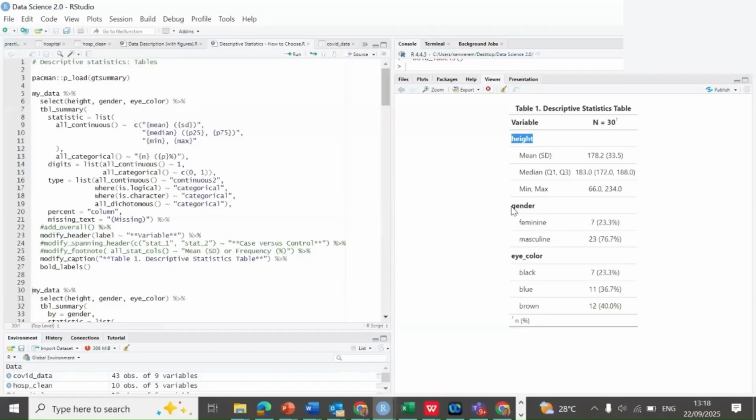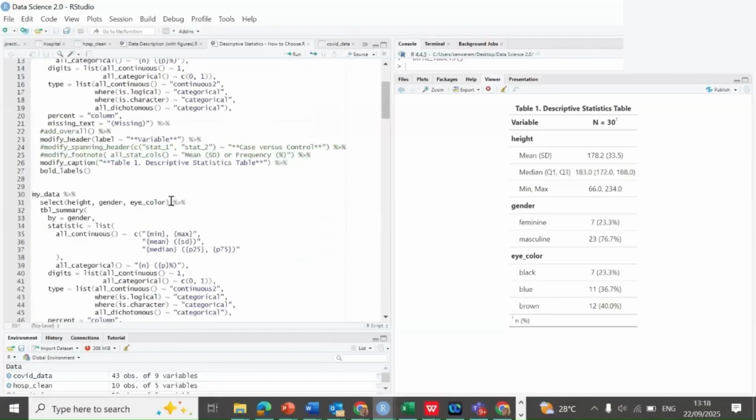Whereas the gender and the eye color, which are categorical variables, have been reported in counts and percentages, frequency and percentages. Okay, so that is how we report different kind of variables in a table. Again, we can also have a disaggregated table. So we can do the same table, but now disaggregate by gender. So I'm going to run the second code to show us that.